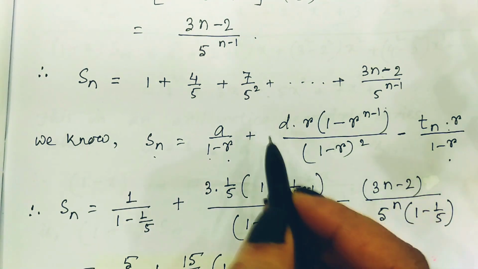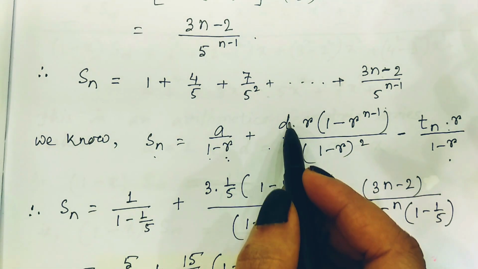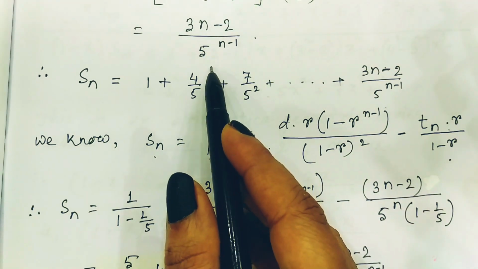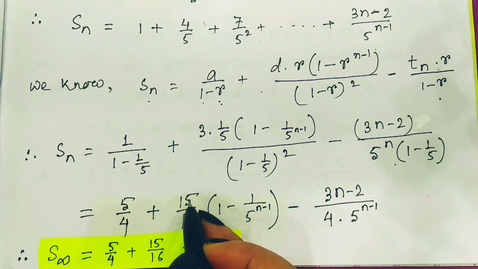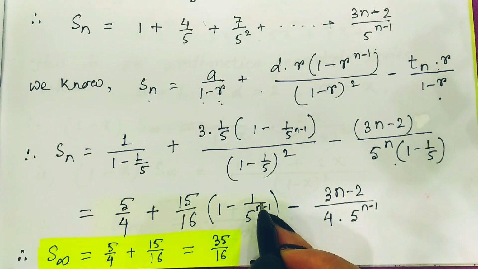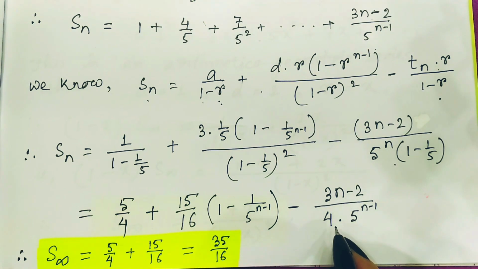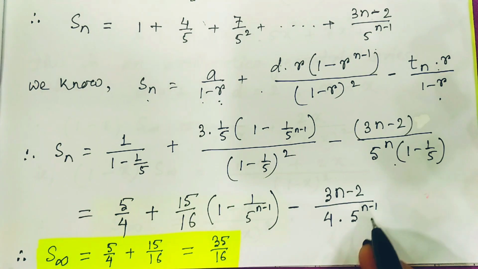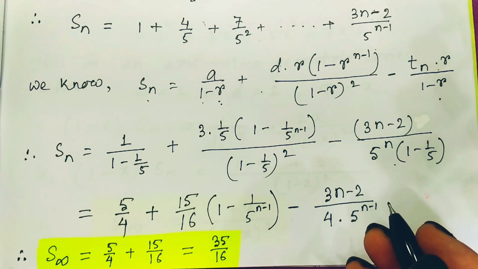Now we should substitute the values for the corresponding terms: a is 1, r is 1/5, d is 3, and Tn is (3n - 2) divided by 5^(n-1). If we substitute and simplify, we find it is 5/4 plus 15/16 into (1 - 1/5^(n-1)) minus (3n - 2) divided by 4 into 5^(n-1), which is the answer. Now if the same sequence is an infinite sequence, that is, an infinite series, then what should be the value?